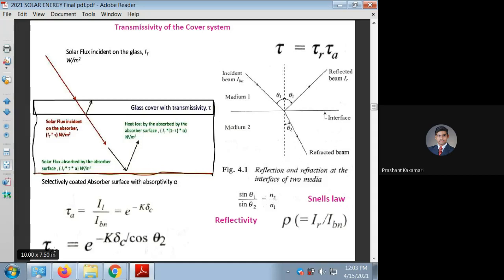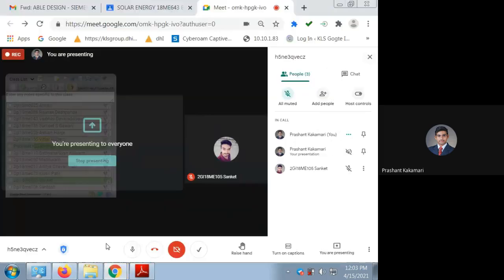So any doubts up to here? Any doubts? Once we take some numericals, we can understand the use of these equations. If any doubts are there, you can put a message in the chat box.